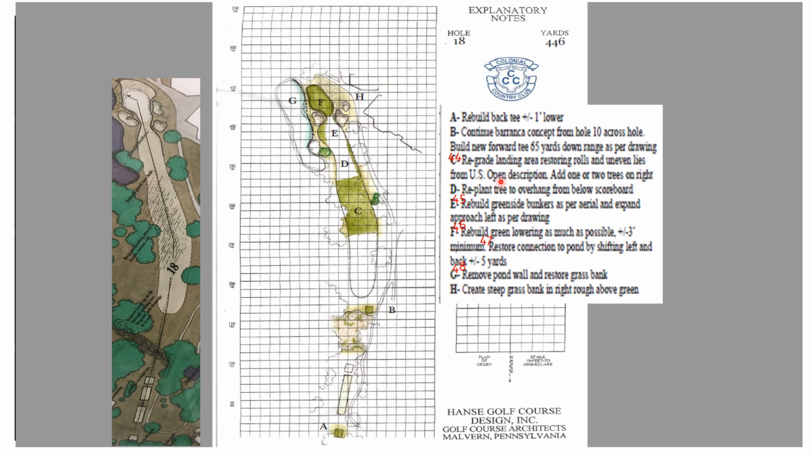Regrade landing area, restoring rolls and uneven lies from the U.S. Open description. Now, this isn't going to be some crazy mounding up and down. I think it'll be very subtle, but again, just a homage to the original golf course. This section at some point got all planed out and used to have some movement to it and a little bit of rolls across the fairway.